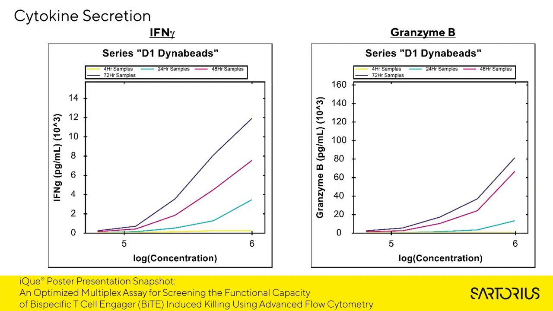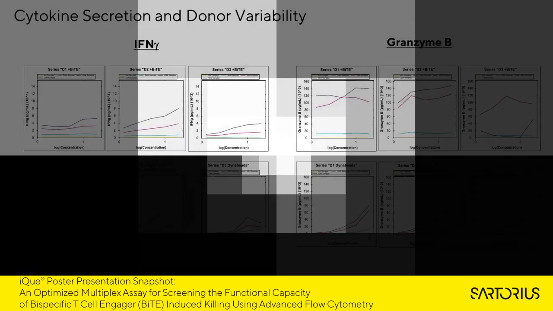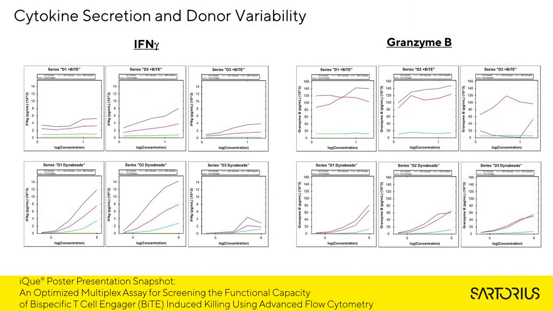Interferon gamma is an inflammation marker, and the presence of granzyme B indicates killing is in process. For each donor series, the yellow line represents 4 hours, turquoise is 24 hours, magenta is 48, and dark purple is 72 hours. Here are the 3 different donors and the measured amounts of interferon gamma and granzyme B with varying positive bite or Dynabeads concentration.